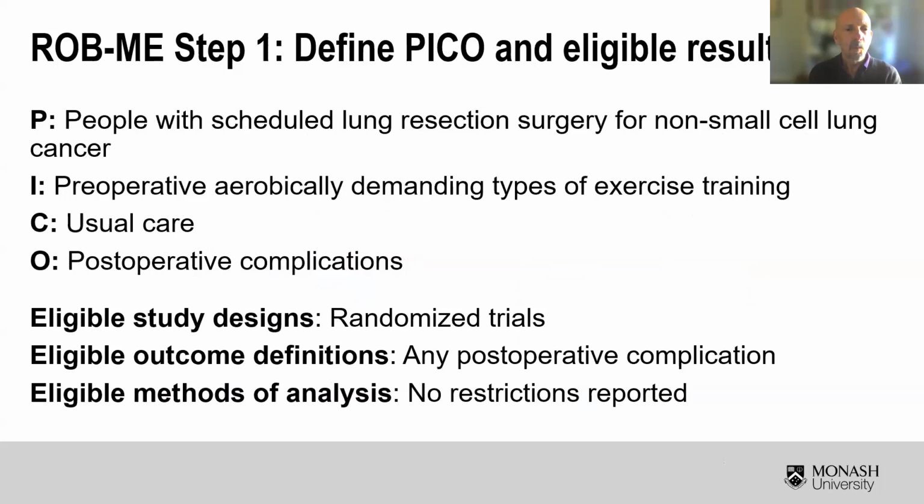So step one, applying the ROB-ME framework to this meta-analysis. Step one is defining the PICO and what sort of results would be eligible to go into this meta-analysis, in theory, if we had absolutely everything. The P is obviously people heading towards lung resection surgery. They were pretty broad, and the intervention was any aerobically demanding type of exercise training compared with not doing that training, usual care, and obviously the outcome post-operative complications.